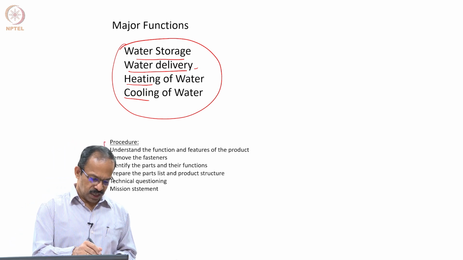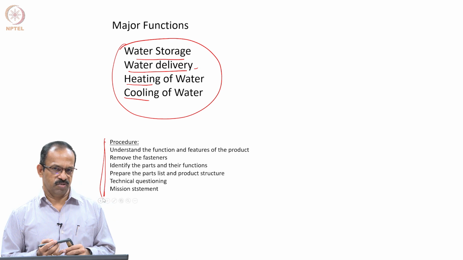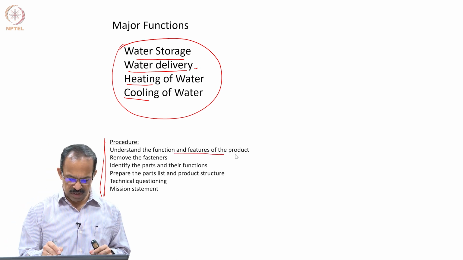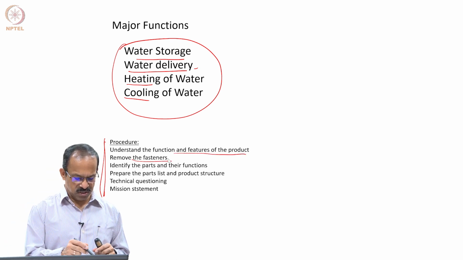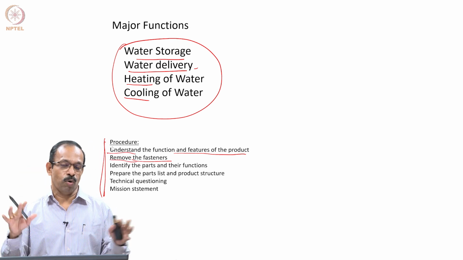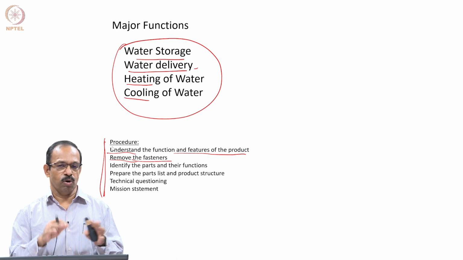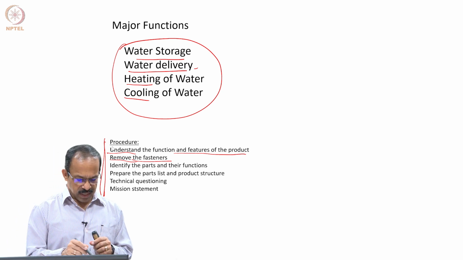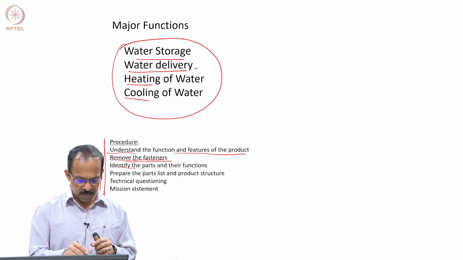So the procedure is almost the same as what we did in the earlier experiment also. Understand the functions and features of the product, remove the fasteners. So first thing, you look at the product and then look at the overall structure and overall functions of the product, and then remove the fasteners, identify the parts and their function.